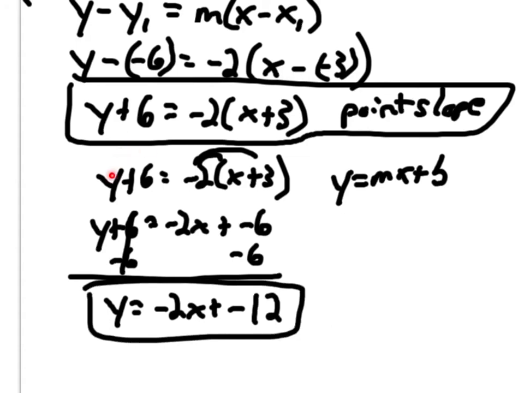Really nice and easily from our point slope form we came up with. So now we're in y equals mx plus b form, and that's slope intercept right there. So these things go together very, very nicely, and it's easy to convert from point slope to slope intercept if you prefer using that. Okay?